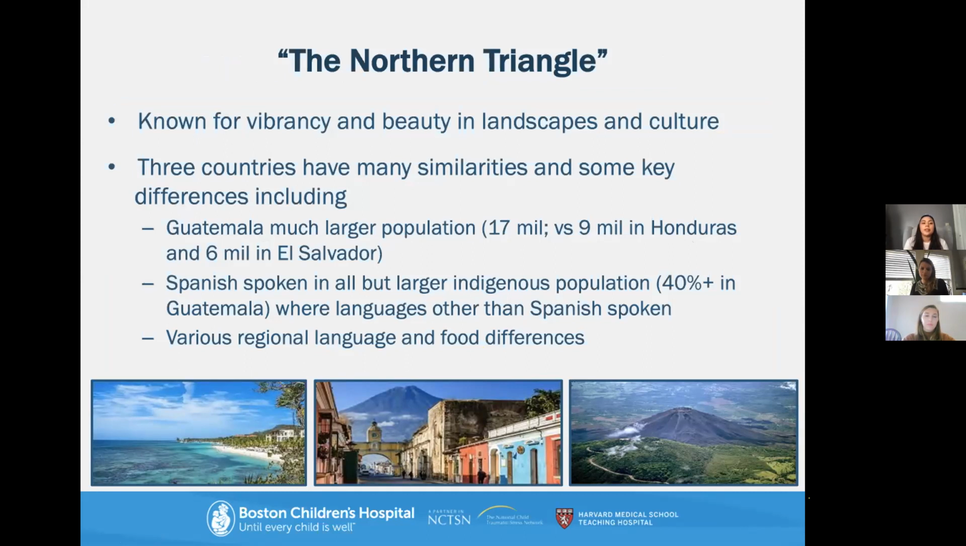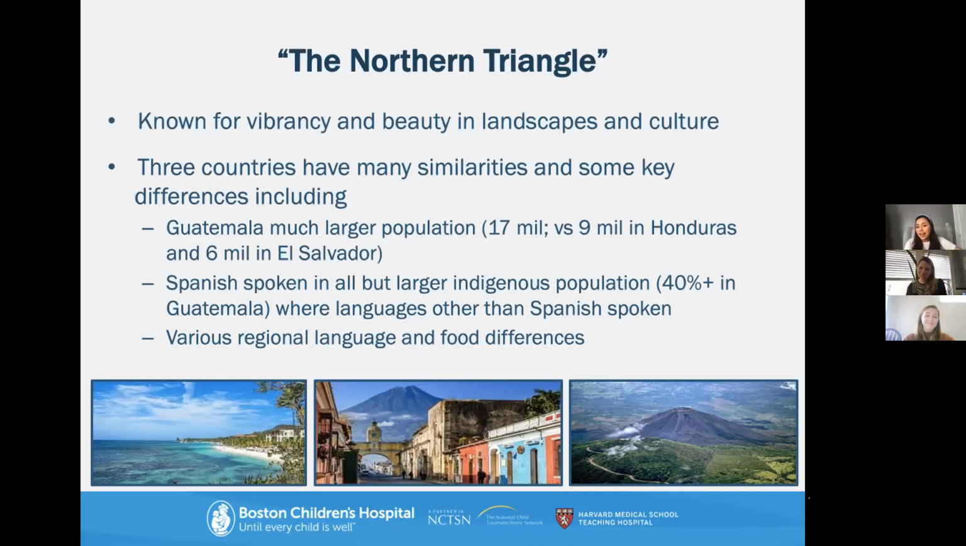For example, in Guatemala, the population is much larger. It's around 17 million versus 9 million in Honduras, and El Salvador, because it's a small country, is 6 million people. In all three countries, the main language is Spanish, but also in Guatemala, they have this great indigenous population that speak these other amazing languages that unfortunately we can't speak. That would be amazing to learn. I don't think that's going to happen, but that would be really good to know.